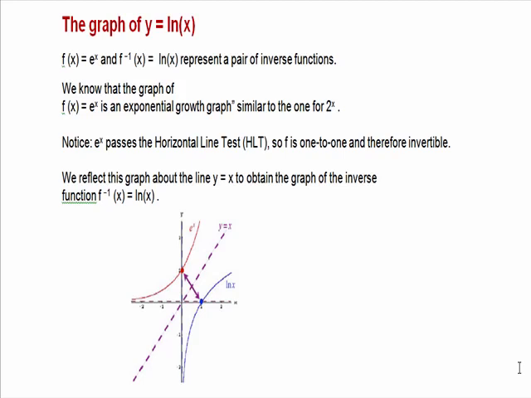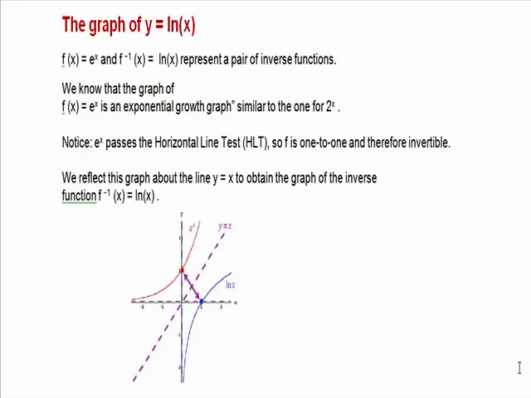We know from before that the graph of f(x) equals e to the x is an exponential growth graph similar to the one for 2 to the x. So notice I graphed e to the x. Notice, by the way, e to the x passes the horizontal line test. It also is a function, so it passes the vertical line test. So f(x) is 1 to 1, and therefore it has an inverse.